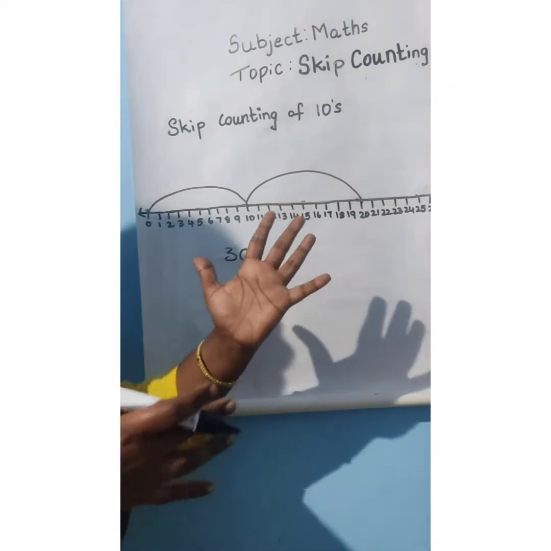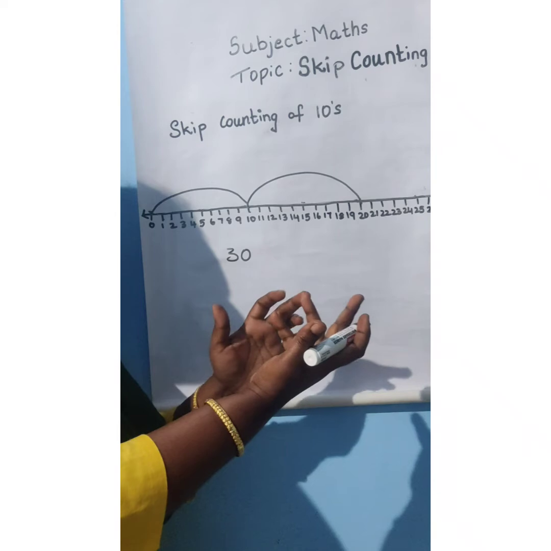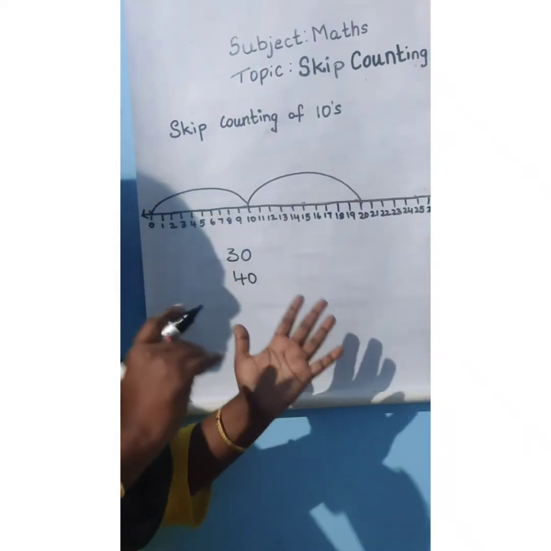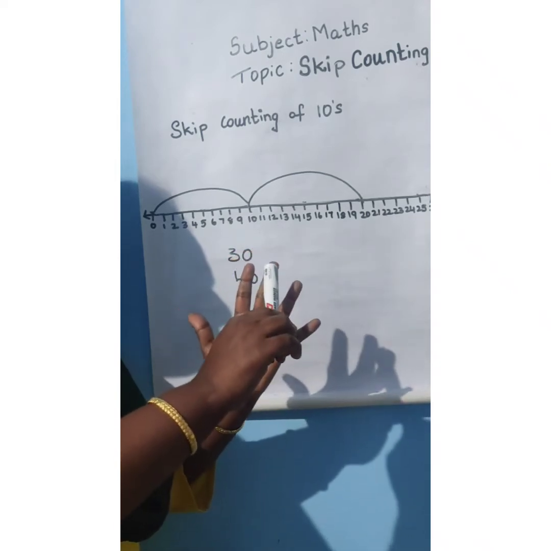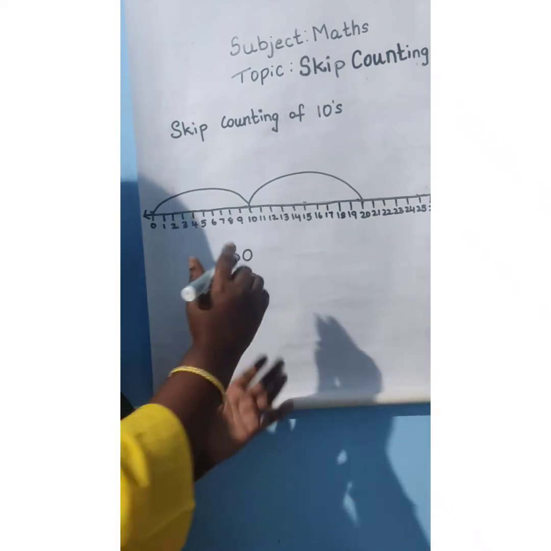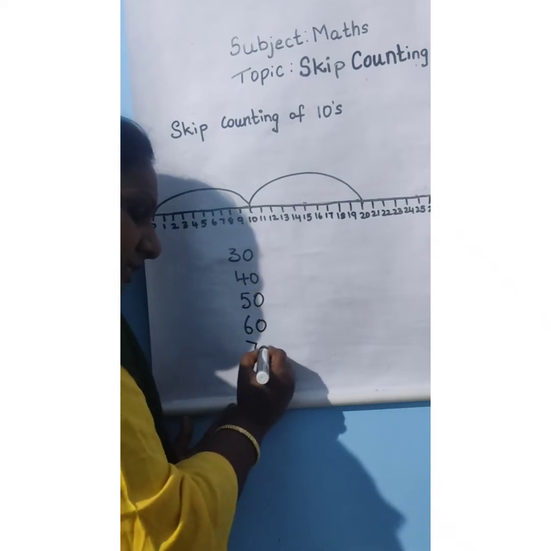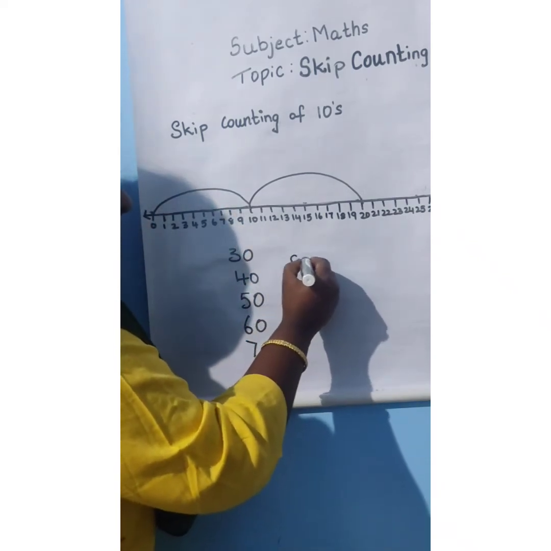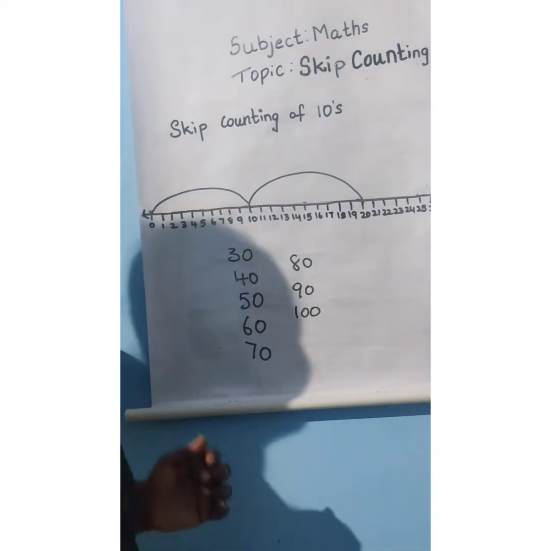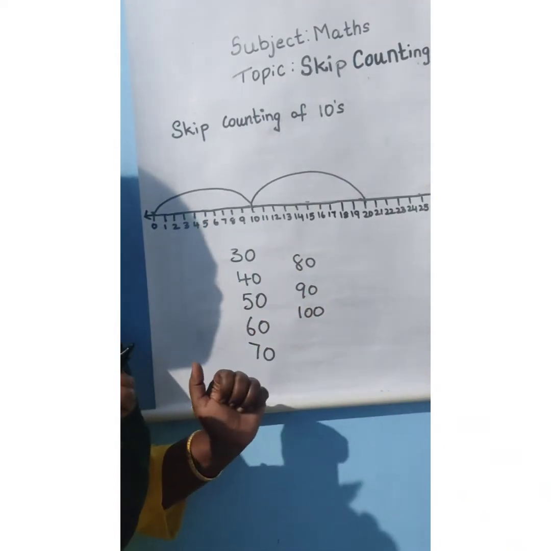After 30, you have to count 10 numbers. 31, 32, 33, 34, 35, 36, 37, 38, 39, 40. So the next is 40. So the next will be 41, 42, 43, 44, 45, 46, 47, 48, 49, 50. So write here 50. So the next will be 60. So the next is 70, 80, 90 and 100. Okay. Yes, understood. Skip counting of tens means you have to count 10 numbers.